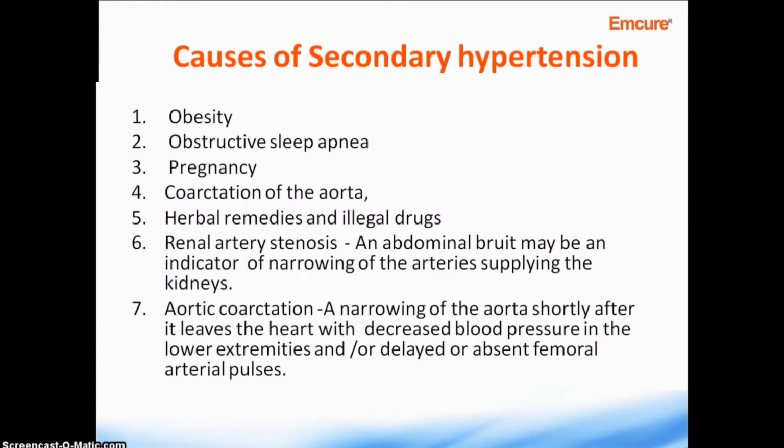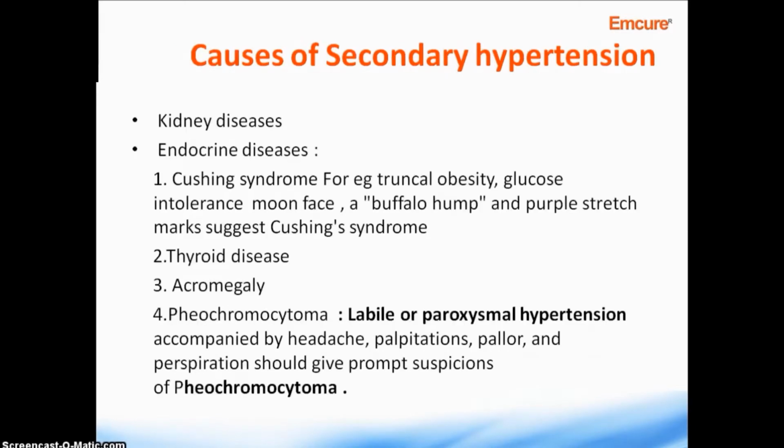Well, what are the causes of secondary hypertension? It can be obesity, obstructive sleep apnea, pregnancy, coarctation of aorta, herbal remedies and/or illegal drugs. Then of course renal artery stenosis. An abnormal bruit may be an indicator of narrowing of the arteries supplying the kidneys. Of course, coarctation of aorta is narrowing of the aorta shortly after it leaves the heart, with decreased blood pressure in the lower extremities or delayed or absent femoral arterial pulses.